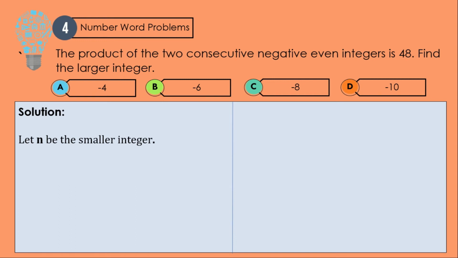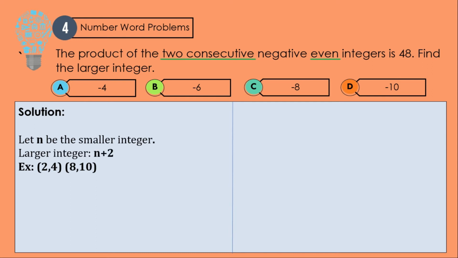Since we are looking for two consecutive even integers, this means that the integers are 2 units apart from each other. For example, 2 and 4, and 8 and 10. 2 and 4 are 2 units apart and they're both even numbers, while 8 and 10 are also 2 units apart and also even numbers. So for the larger integer, we have to add 2, so we'll have n plus 2.